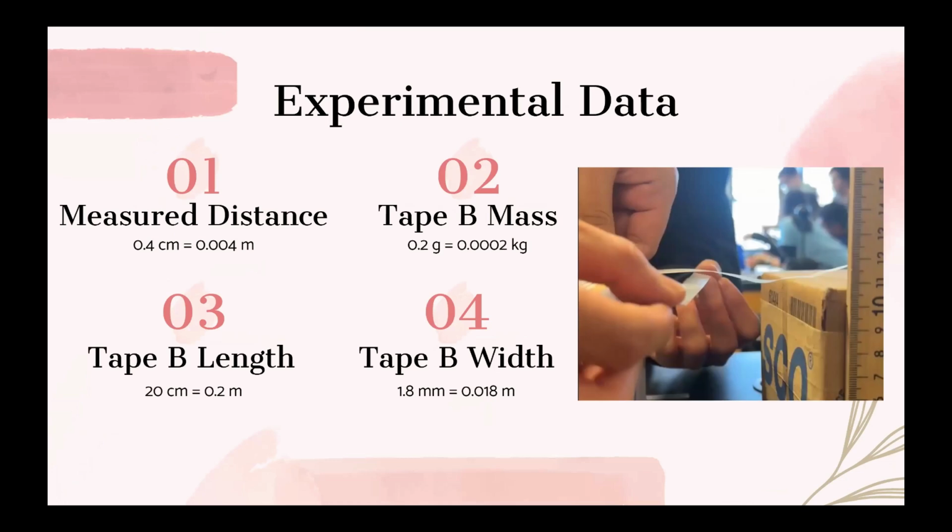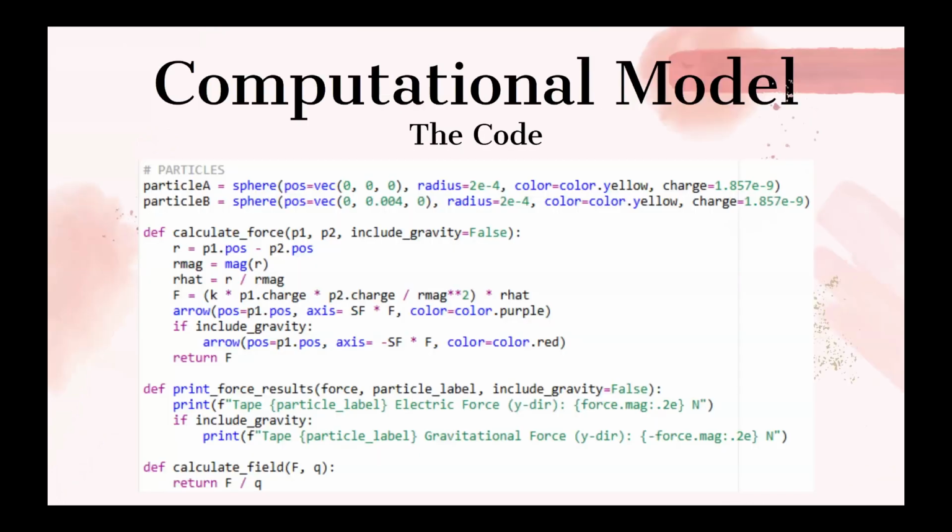Next is the experimental data. We can see the measured distance, tape B mass, tape B length, and tape B width that were all figured out during the lab. Next is the computational model.